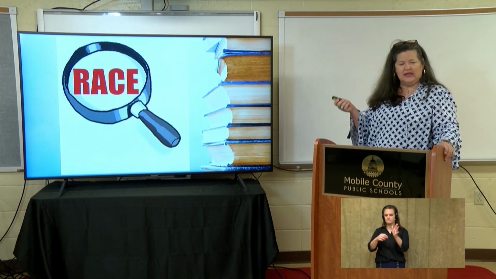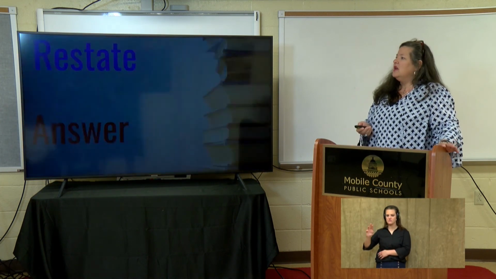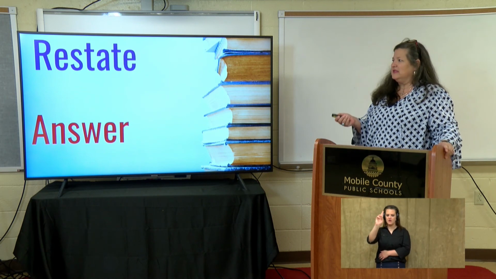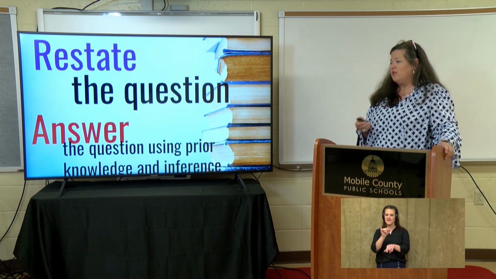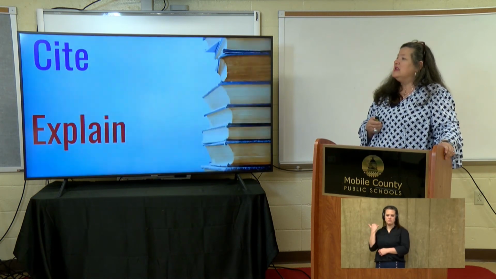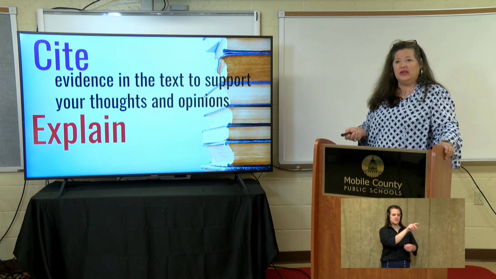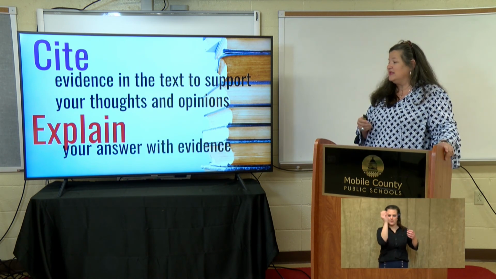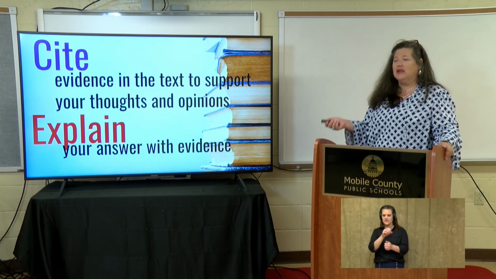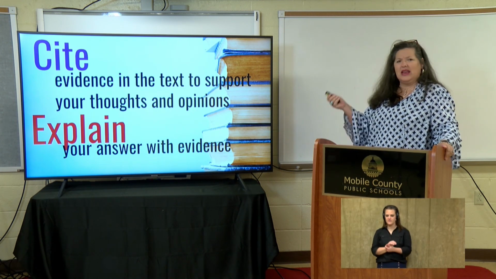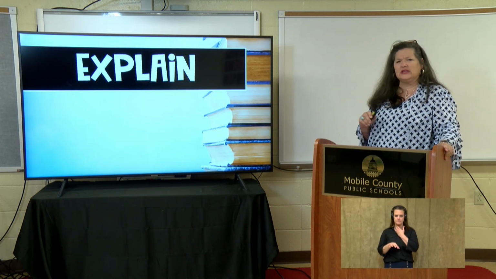So, how to provide text evidence. We talked about RACE, and I told you that was an anagram. That RACE stood for something. R was for restate the question. A was for answer the question using your prior knowledge and your inference. C was to cite evidence in the text to support your thoughts and your opinions. And E was explain your answer with evidence. That's the big one. Explain what that evidence means. So let's look at explain.